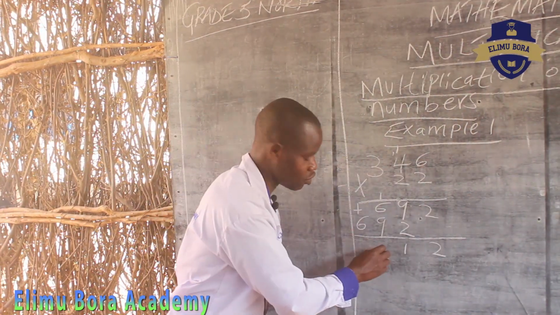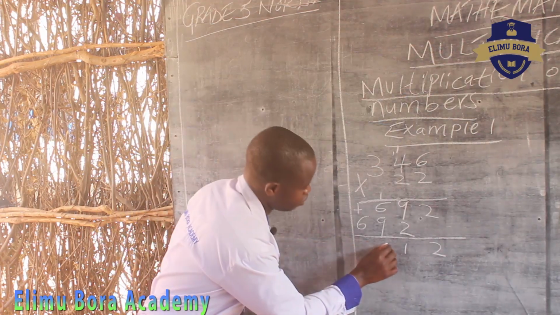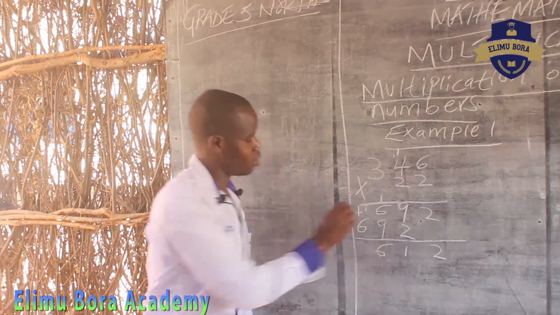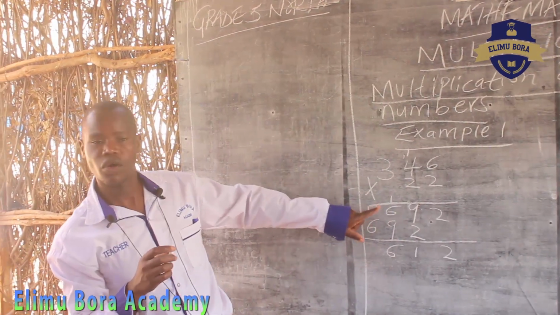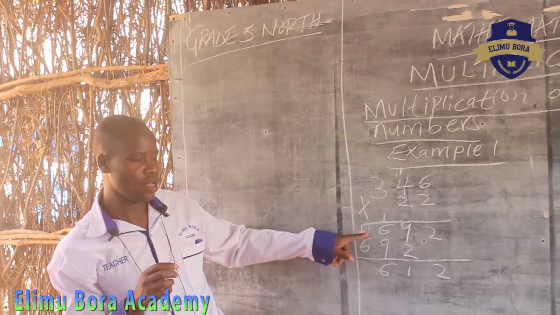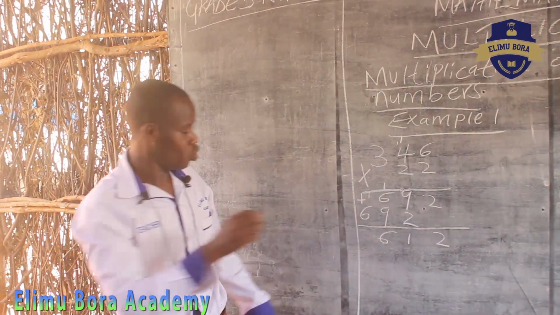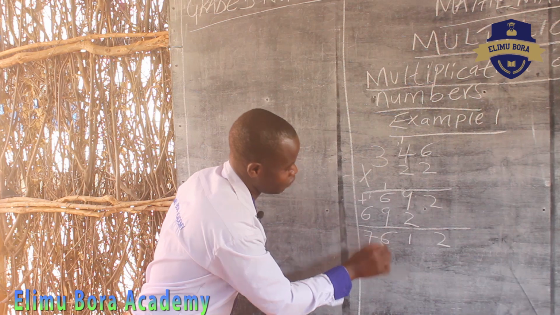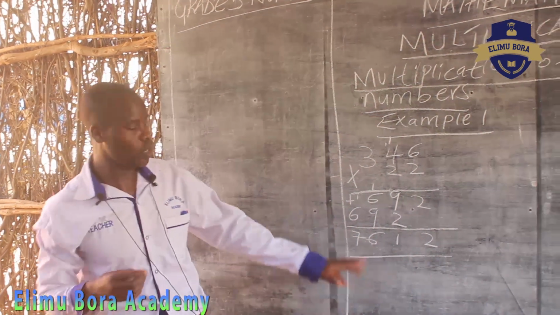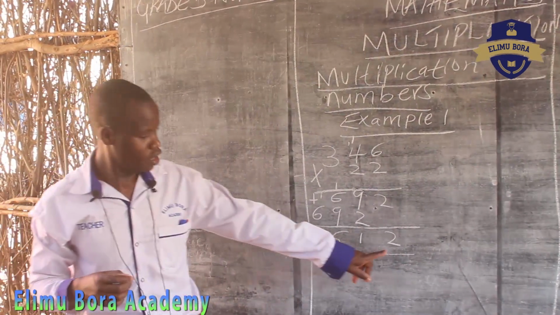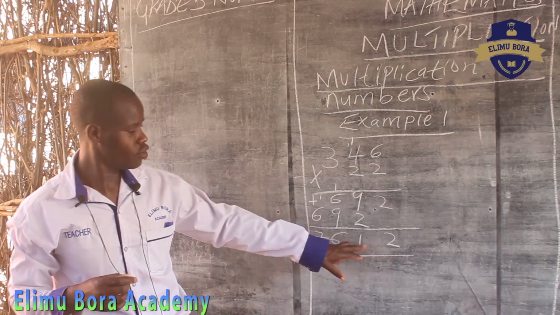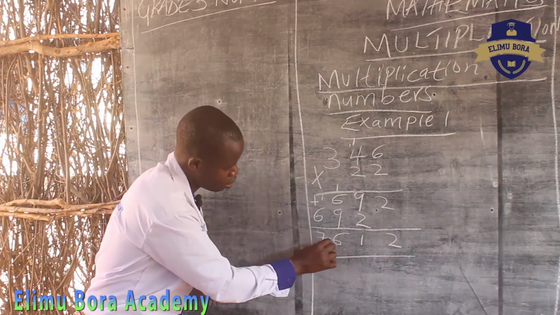You will have 16. So 16, you write what? 6, carry 1. And then you add 6 plus 1. 6 plus 1 will be? You will have 7. So the answer that you will get will be, you count 1, 2, 3, and then you put a comma.